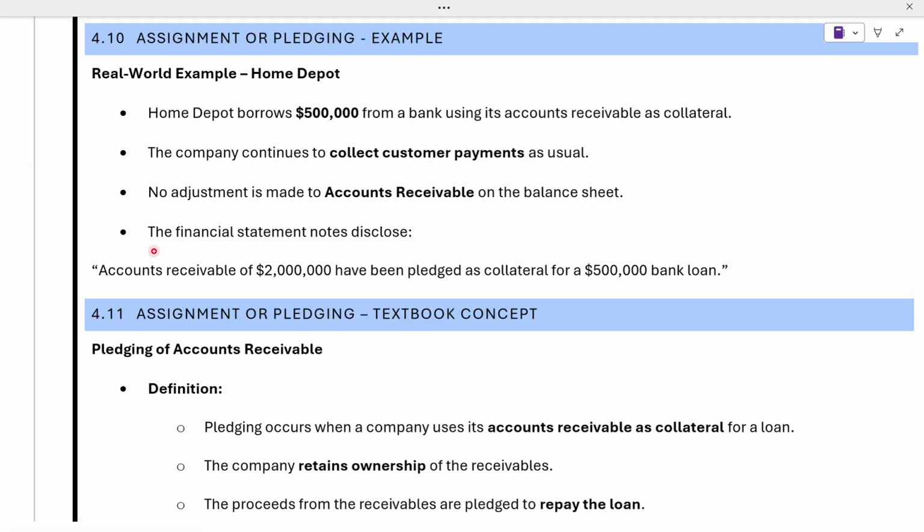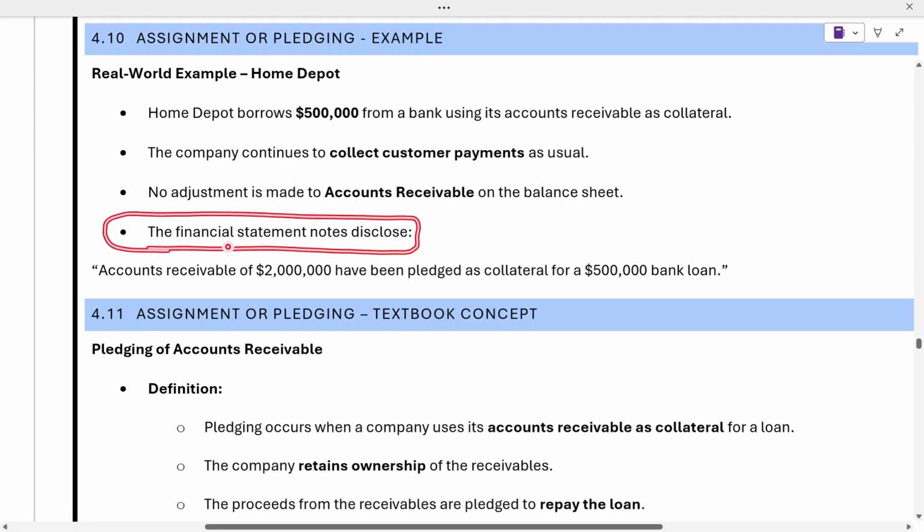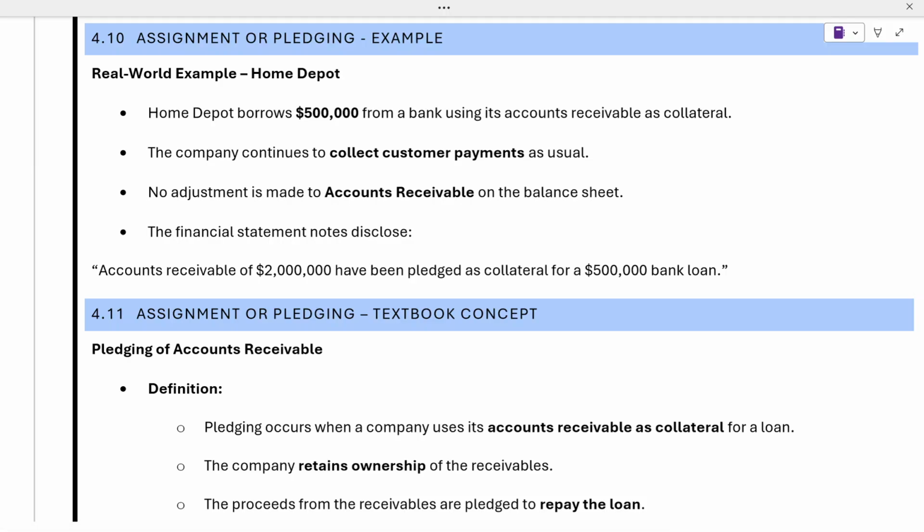Now the financial statements in that case will disclose a line item stating that accounts receivable of 2 million have been pledged as collateral for $500,000. This is important information for investors, because people need to know what is being pledged against this loan of $500,000.